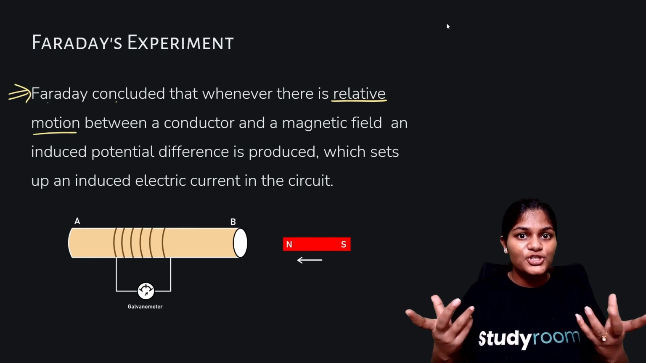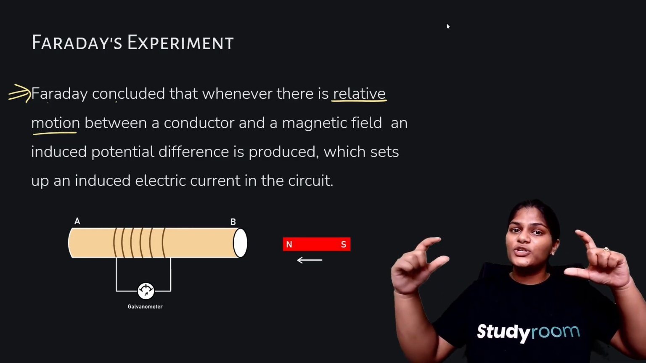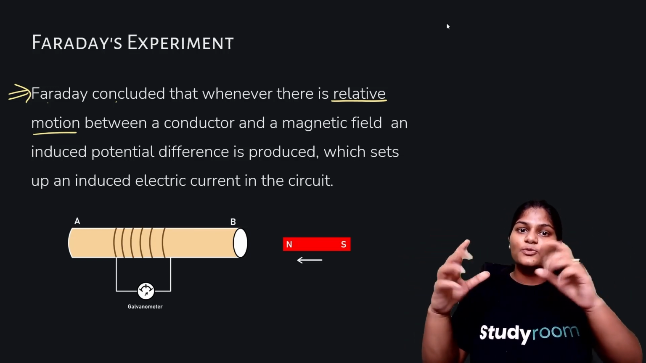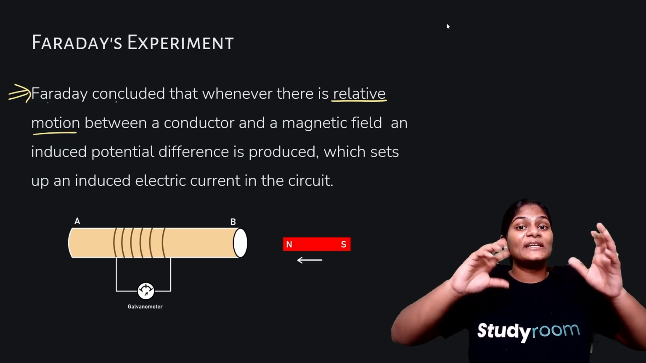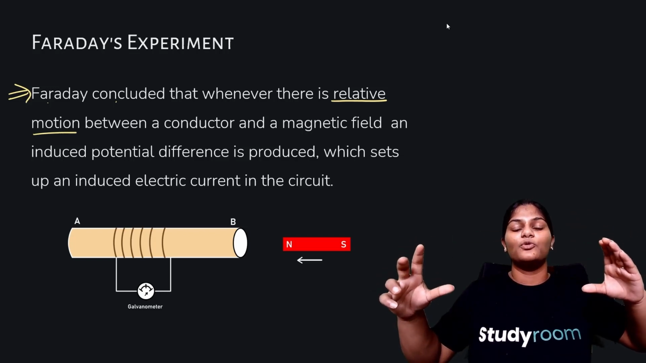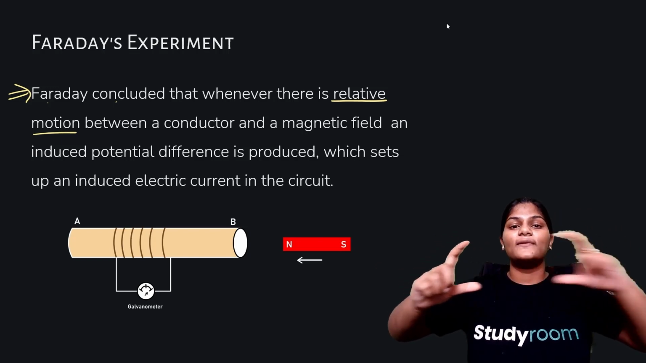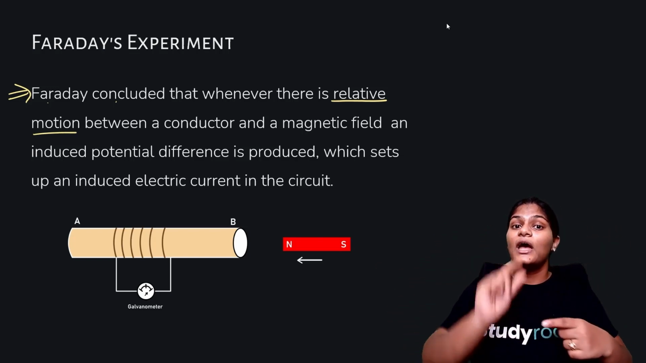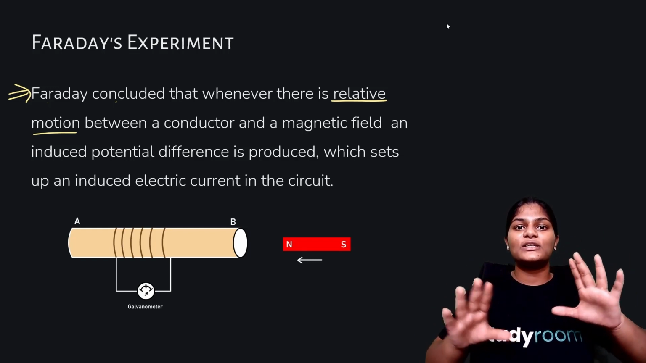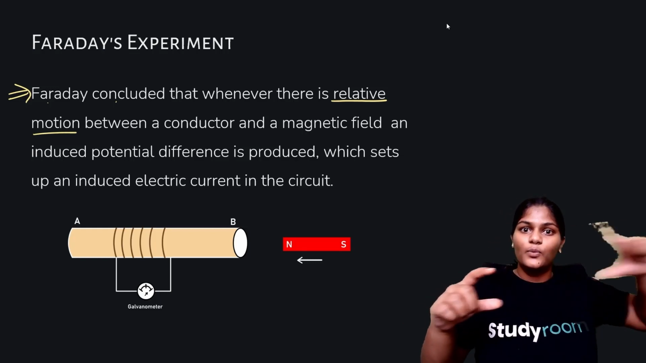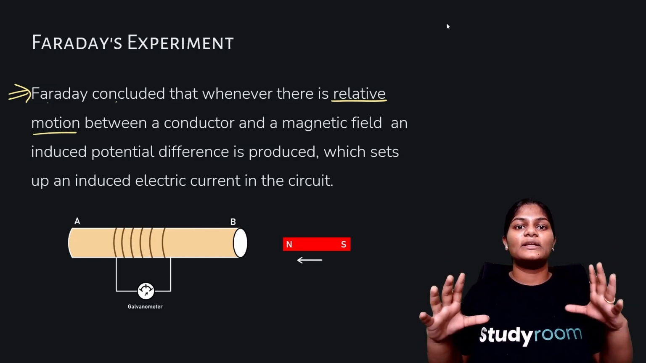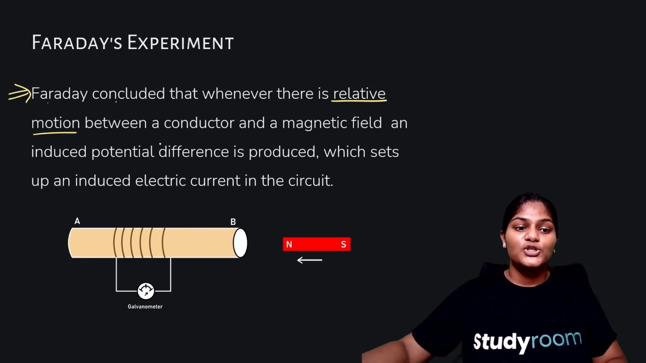What does relative motion mean? This means that no matter which one is moving, if the coil is moving, then the same thing happens. If the bar magnet is moving, then also the same thing happens. So it is a relative motion. It's not just that the coil has to be fixed and only the magnet can be moved. The magnet could also be fixed and the coil moved, and the same thing will be observed: a momentary deflection when the coil is moved towards it, and the galvanometer shows 0 as soon as the coil stops. Then when you take it away, a momentary deflection in the opposite direction, which stops once the coil is at rest.